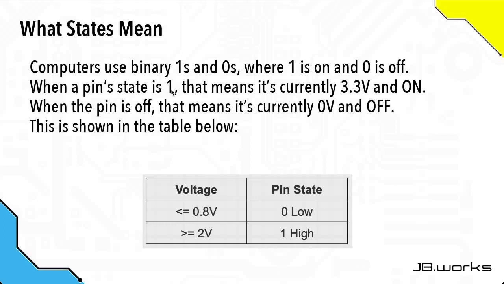So when a pin state is 1, that means it's currently at 3.3 volts and it's got power on it, and therefore it's on. And when a pin is off, that means it's currently at 0 volts and is off. It has no power on it. So you can see the table here. Whenever you look at a computer board or a motherboard or a circuit board, all the little connections, by far the vast majority, if the voltage on that connection is less than about 0.8 of a volt, the pin state is 0 or off or low. But if the voltage is above or equal to about 2 volts, it is 1, high or on.